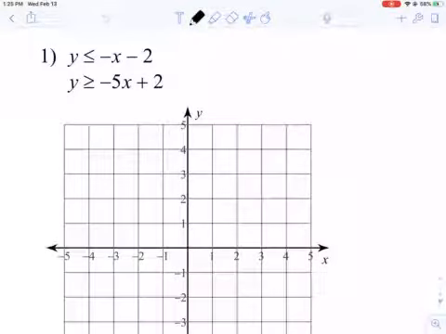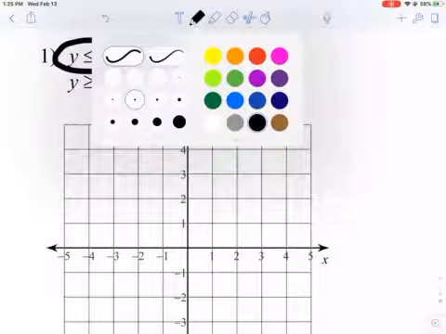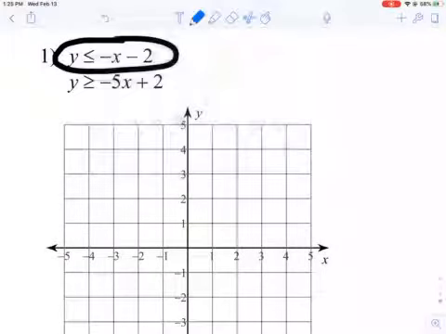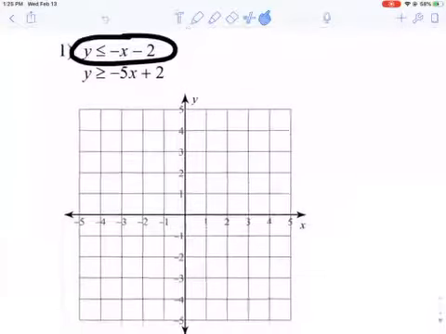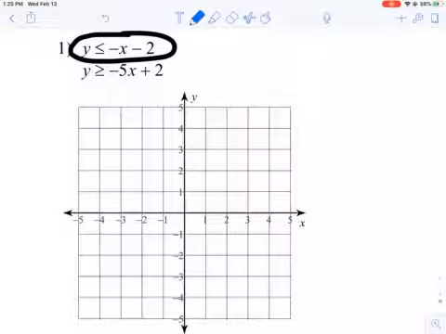So I'm going to start with my first one here. And I'm also going to go with primary colors here, and maybe you'll see why in a moment. I'm going to go with blue. All right, so I want to graph this bad boy. y is less than or equal to negative x minus 2. So first thing I'm going to do is I want to look for my y-intercept here. It's just like graphing in slope-intercept form. So I get my negative 2.